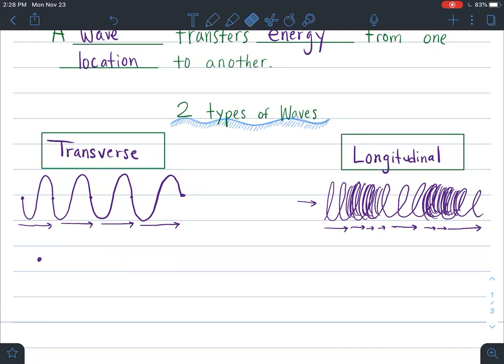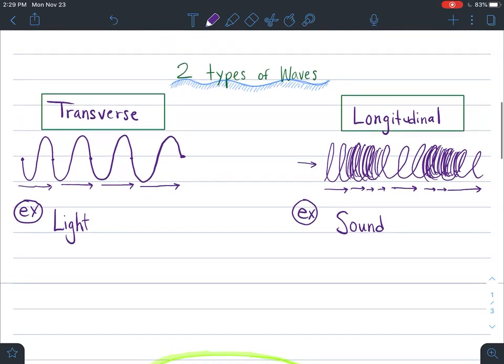Okay, so let's identify some examples of each of these. An example of a transverse wave would be light. Light travels, or behaves, I should say, like a transverse wave. And an example of a longitudinal wave would be a sound wave. All right, so that's just a basic introduction.